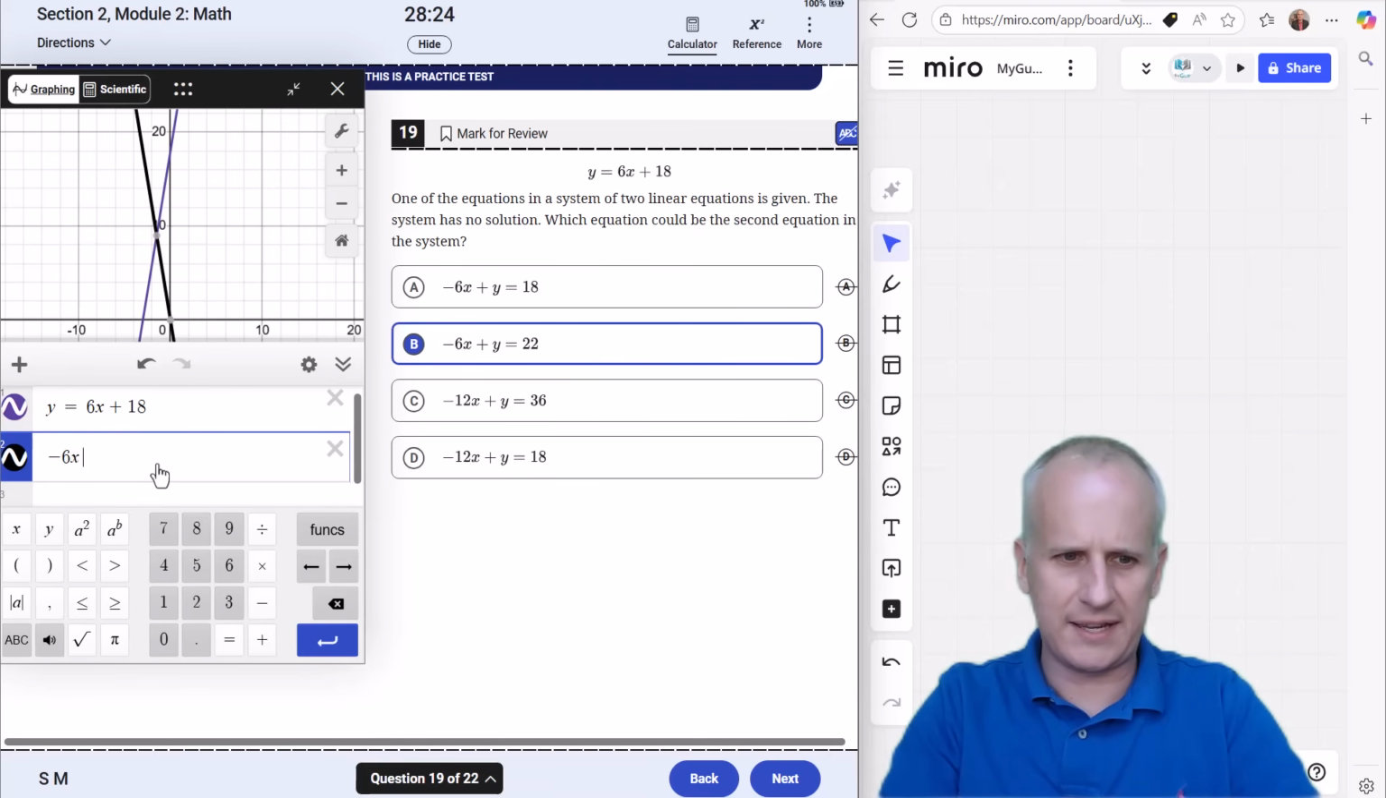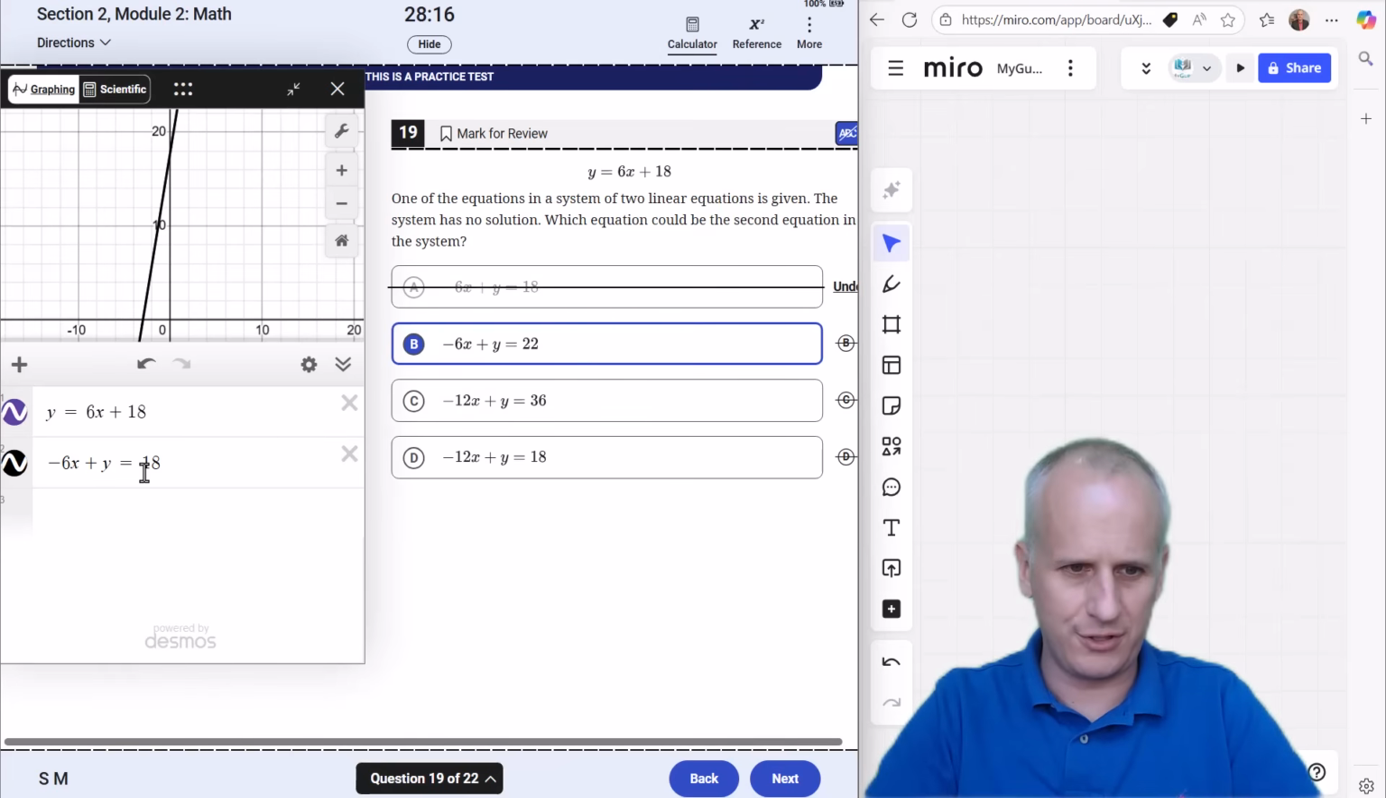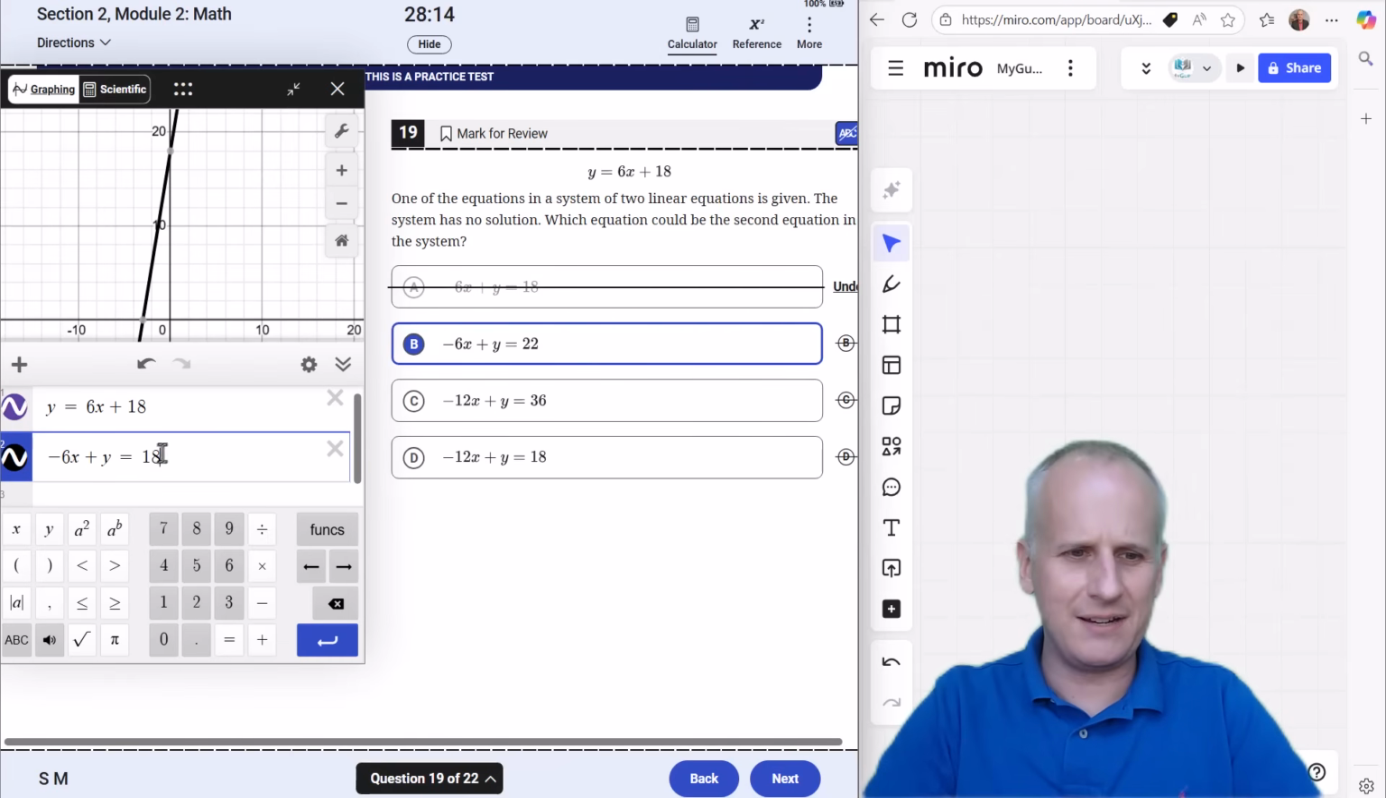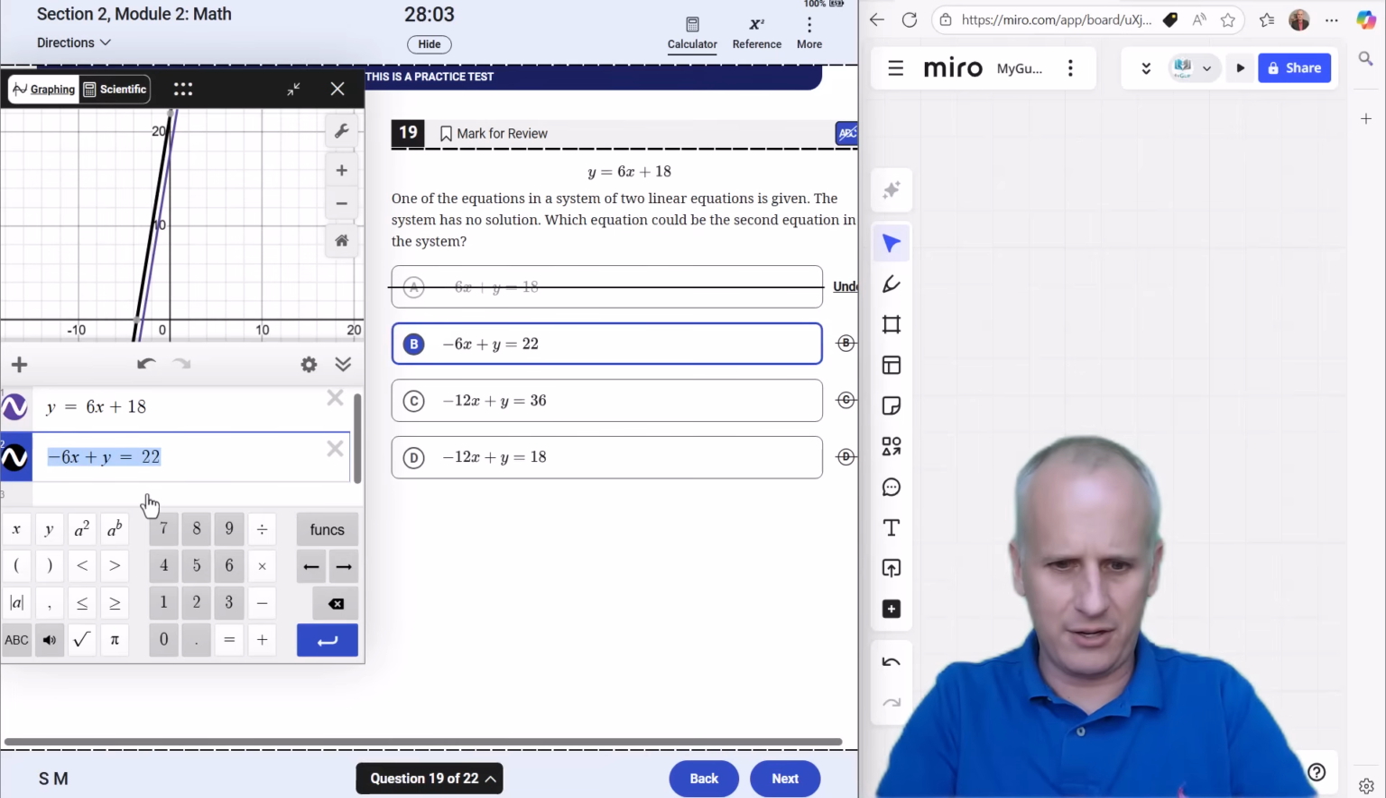So if I did negative 6x plus y equals 18, oh, it's the exact same thing. So that has infinite solutions, not no solutions, so A would be out. If I put negative 6x plus y equals 22, well, there's my parallel line that we said B already was, so we proved it out. And if you tried the other answer choices, you discover that they aren't going to be relevant at all.